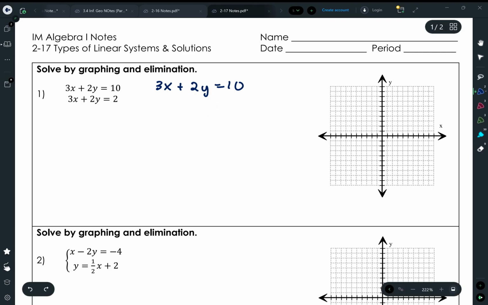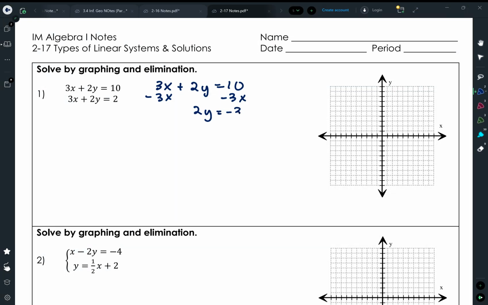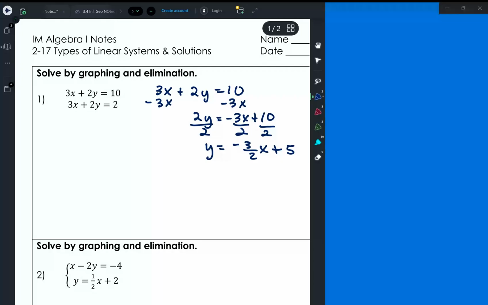So instead I'm going to solve this for y. I'm going to subtract 3x on both sides. So 2y is equal to negative 3x plus 10. And then I'm going to divide through by 2. Remember, we're distributing that division to everything. So y equals negative 3 halves x plus 5. So let's start at 5, and down 3 over 2. And then we want to connect that line here. Whoops. Sorry about that.